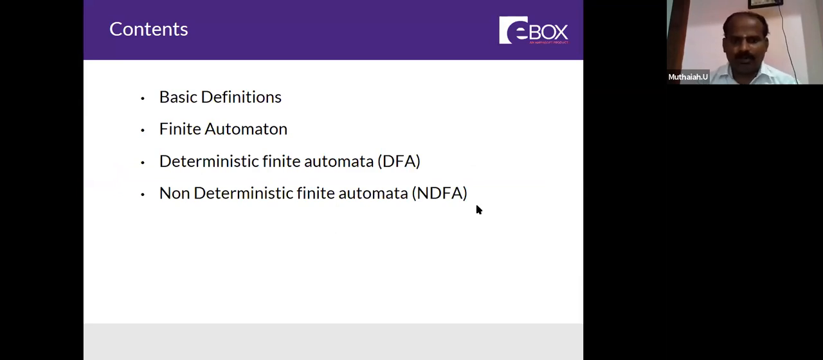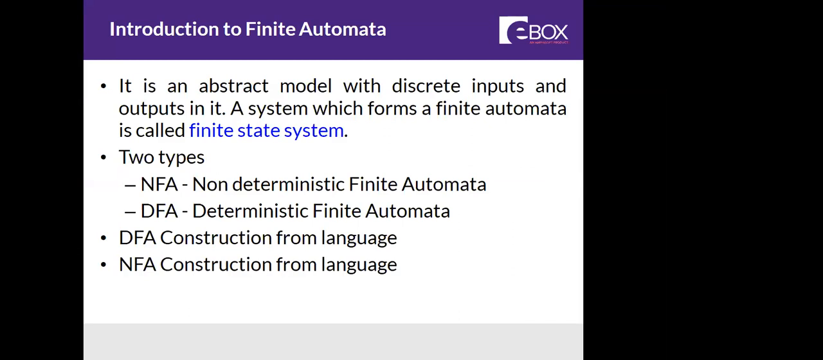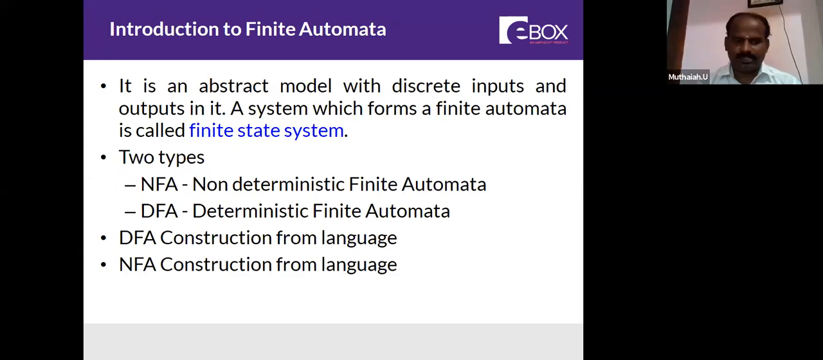It is an abstract model with discrete inputs and outputs in it. A system which forms a finite automata is called a finite state machine. They accept discrete input and process it. Finally, you get the output. That is finite automata. A system which forms a finite automata is called finite state machines, finite state systems.